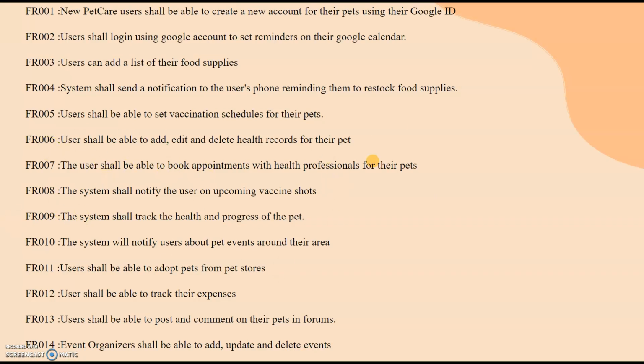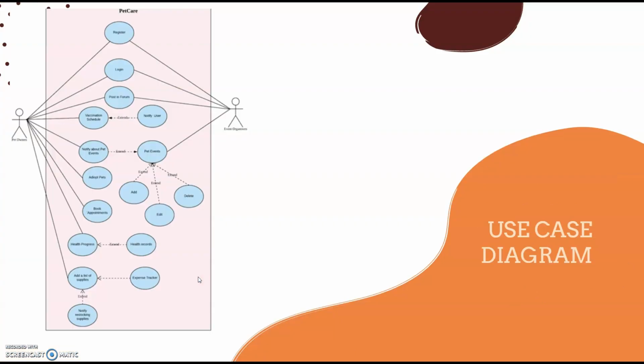So these are the functional requirements, such as they shall be able to create a new account and use a Google account to set reminders. A Google account is necessary because if you want to add an event or want reminders, you can get them from Google Calendar. The system shall track their health progress. The system shall notify them of upcoming vaccination shots, etc. Users shall be able to adopt pets. I added this because it is another thing users wanted: the ability to adopt pets from pet stores around their area.